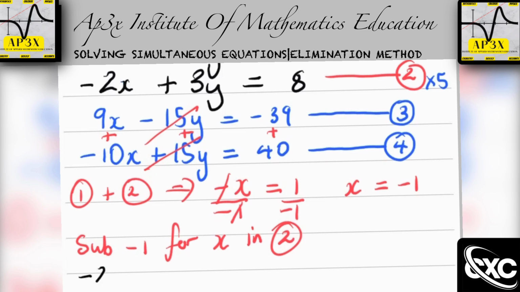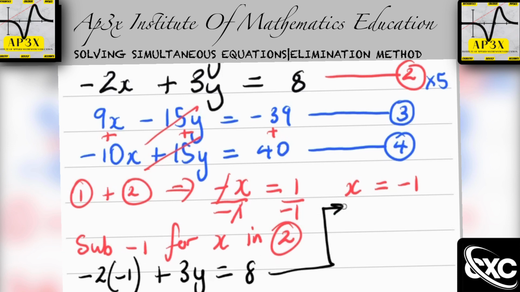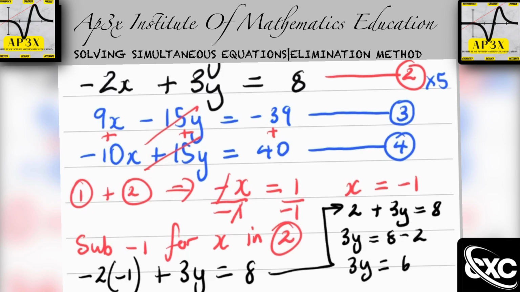So that's negative 2 multiplied by, say here, negative 1, because x is negative 1. And I'm going to have plus 3y, and that works out there to be equal to 8 according to equation 2. So carrying this information up here, negative 2 times negative 1 is 2, plus 3y equals 8. Now if I go ahead and transpose the 2 to the right side, I'm going to have 3y is equal to 8 take away 2. Then you have 3y is equal to 6.